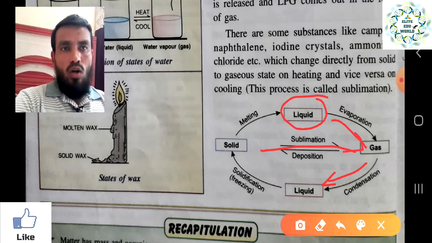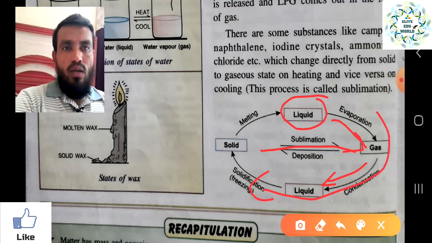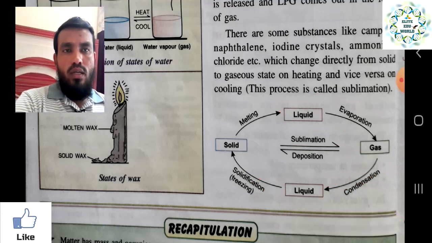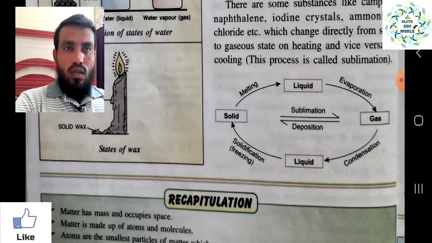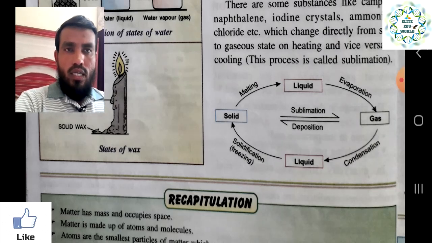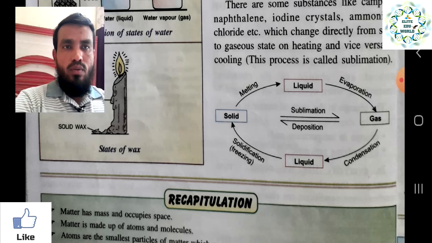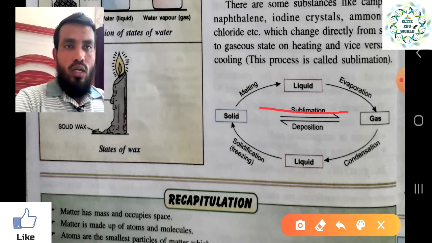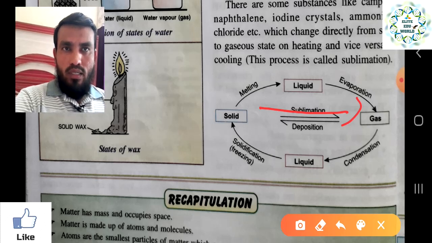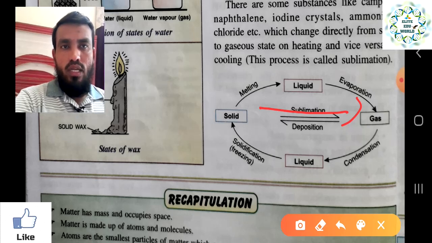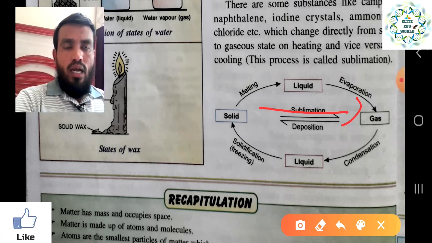A normal cycle should be like this: from solid we go to the liquid form, and from liquid to gas, that is evaporation. Here, this is sublimation from solid directly to gas, or deposition from gas directly to solid. This is a normal cycle, and this one from solid to gas is sublimation, as with naphthalene or iodine crystals. We can see that while giving heat, it converts directly from solid to gas, and the opposite is called deposition, directly from gaseous to solid form.